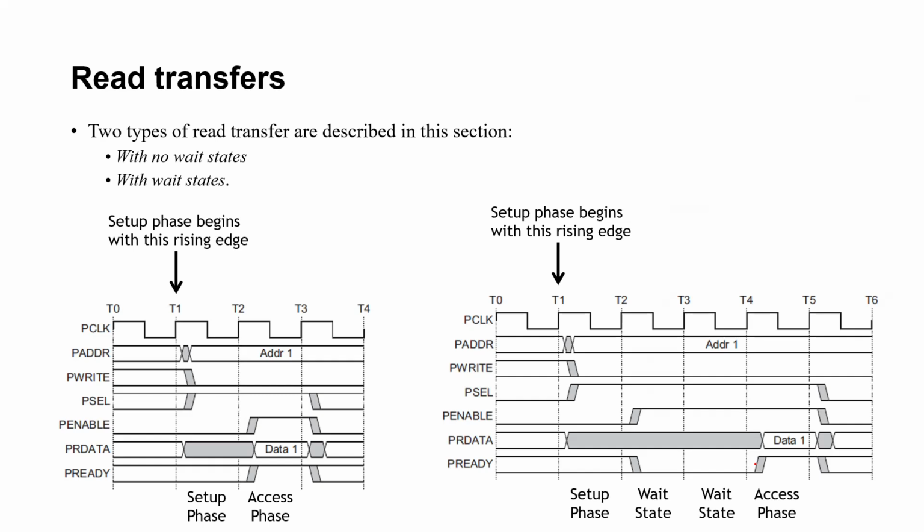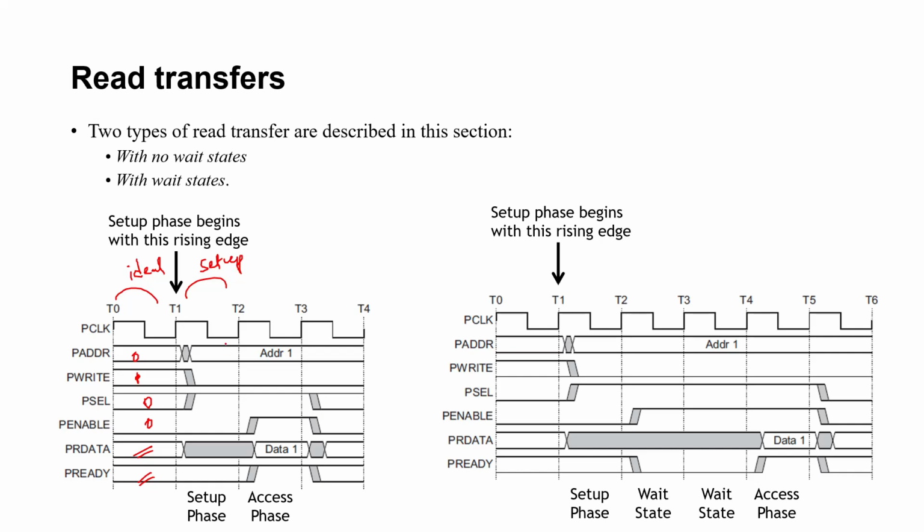Setup phase: in every clock cycle we maintain the signals. See here, from T0 to T1 we are in the idle state. All signals, PADDR should be 0, and the write signal should be in a stable state, not maintained at 1 here. Select is also 0, enable is also 0, and PRDATA and PREADY are also not maintained. And T1 to T2 we are in the setup phase.